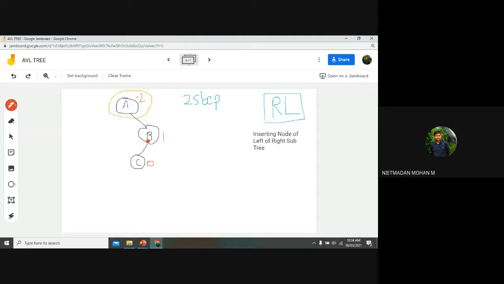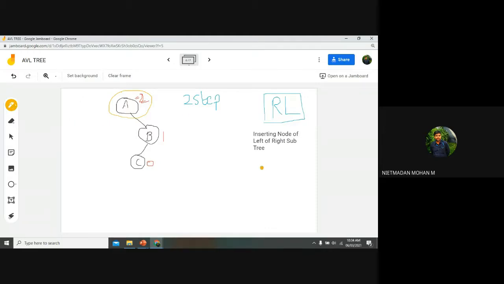So the height of the left subtree minus the right subtree. Here the left subtree is 1 and the right subtree is 0. So 1 minus 0 it will be 1. For A, the height of the left subtree is 0 and the right subtree is 2. So 0 minus 2 it will be minus 2. So here the imbalance factor has occurred, so we want to do this RL.